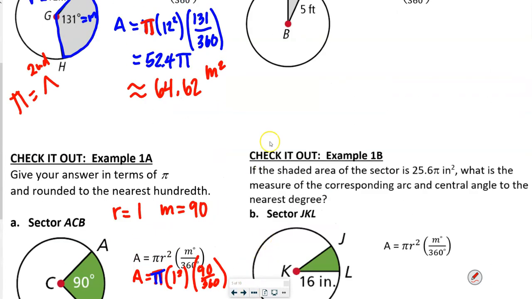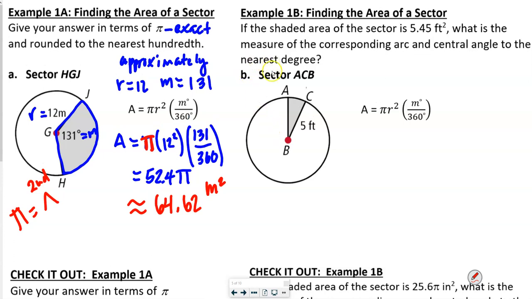All right. Now we're going to go up here and we're going to answer this question. It says if the shaded area of the sector is, so that means our area is equal to 5.45 feet squared. Okay. And what is the measure of the corresponding arc? So now it's asking us what is the arc. Could be asking us what the angle is, right? Because that's a central angle. So it's actually asking us what's the measure of this or what's the measure of that, right?